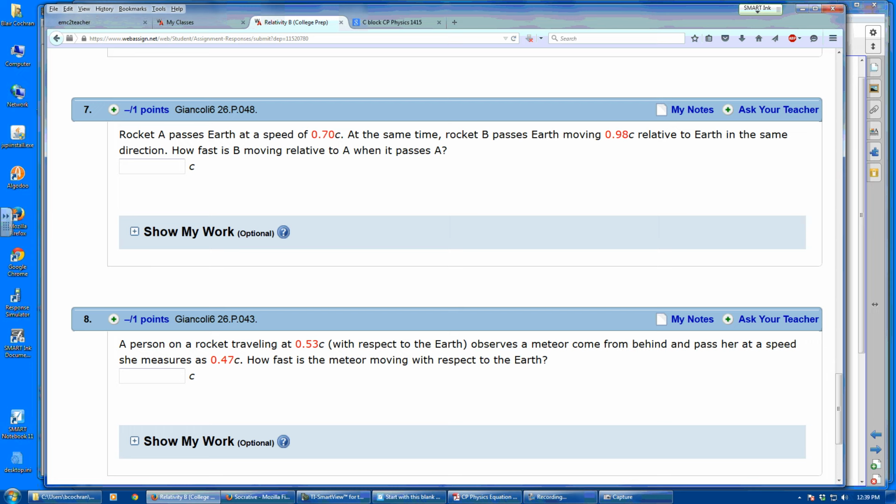Okay. So we're going to do number 7. We've got rocket A passing Earth at this speed. At the same time, rocket B passes Earth, moving in the same direction, at a faster speed from Earth. How fast is B moving relative to A when it passes A? So, how many different frames of reference here? Three different frames of reference. Good.